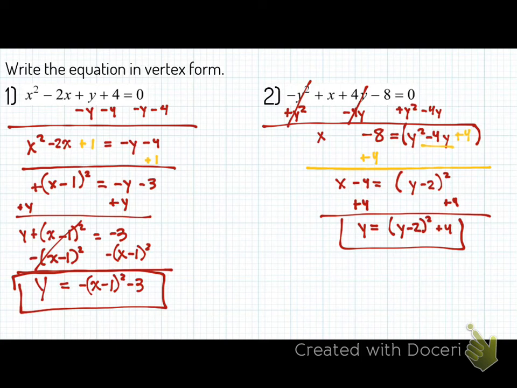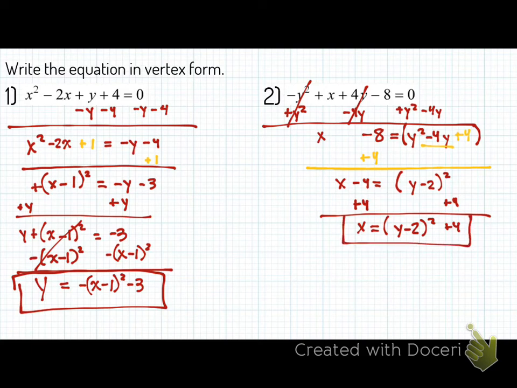And you can clearly see, oh, this is supposed to be an x at the end. Let me fix that for you. I don't know why I put y there. It's supposed to be x. x is equal to, again, (y minus 2) squared, all plus 4. Okay, and there's your final answer.